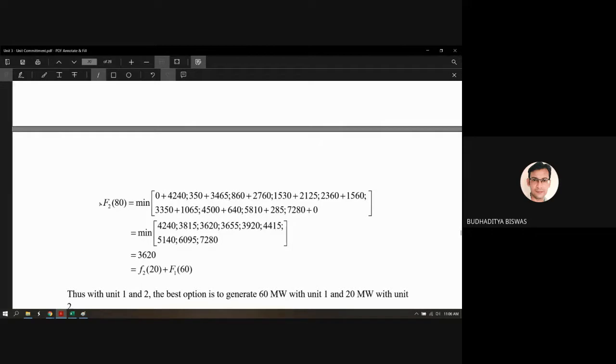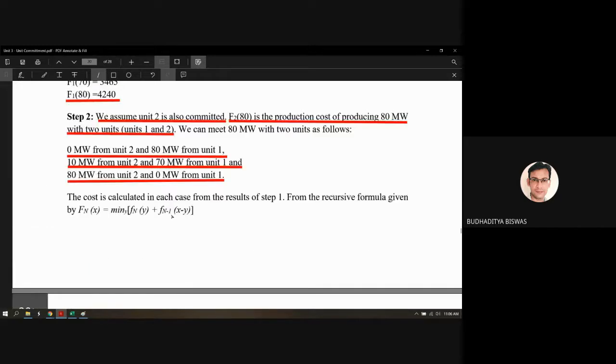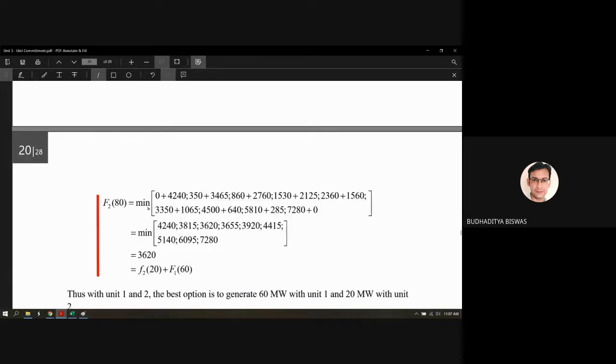Look. So you need to know this particular formula, because this formula is used everywhere. And this formula is based on this one: Fn(x) equals minimum of Fn(y) plus Fn-1(x minus y). Let's see how the formula is derived.